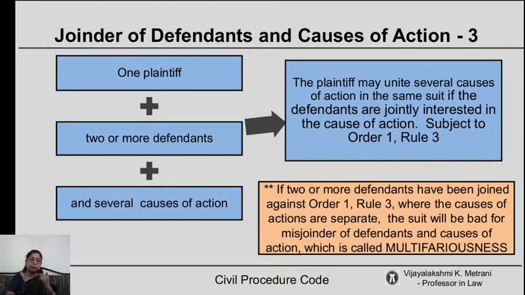In the exam we can be asked a question: what are multifarious suits? Give an example, or they can ask what are the conditions where multifariousness is caused, or just write a short note on multifarious suits. There you have to mention this particular thing: one plaintiff, two or more defendants, and several causes of action. They can be joined if the defendants are jointly interested in the cause of action.